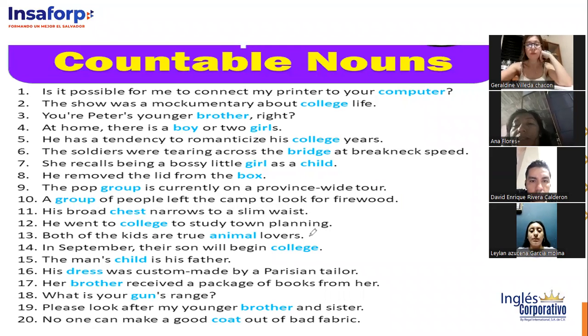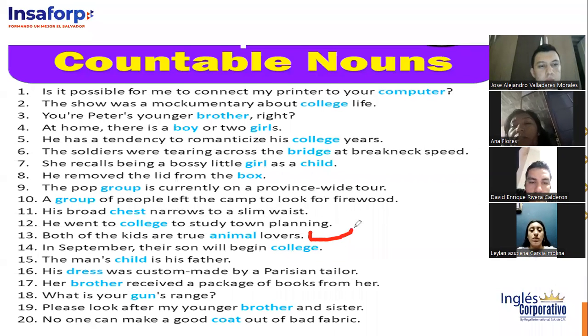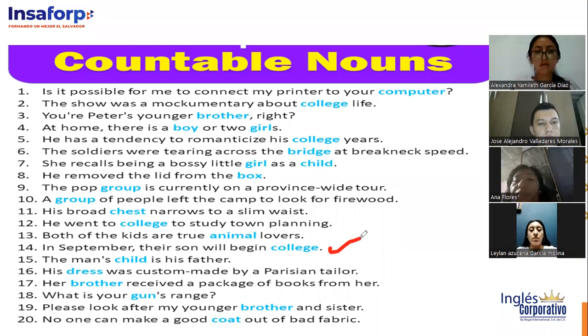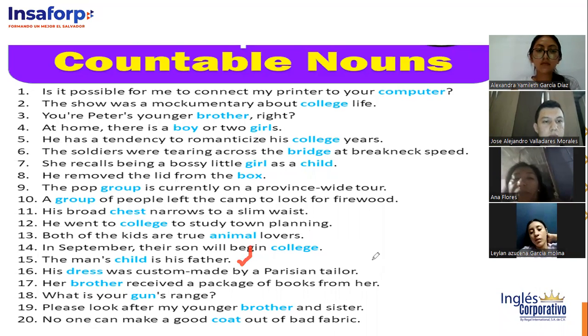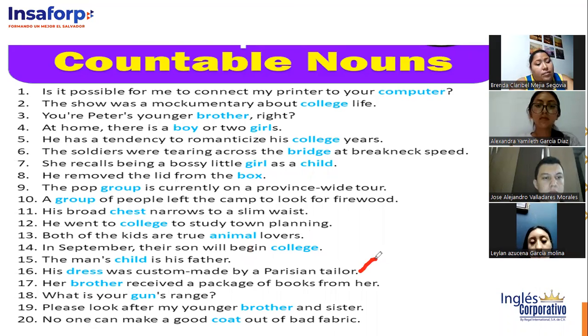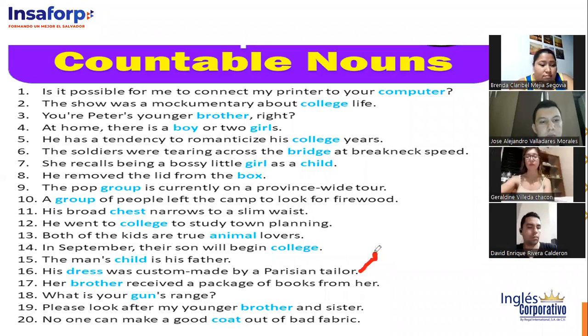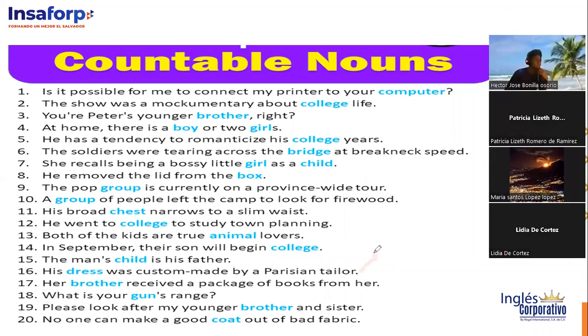Geraldine, next. Both of the kids are true animal lovers. Thank you. David. In September, their son will begin college. Thank you. Ana Flores. Number 15, right? Yes. The man child is his father. Thank you. Leila, next. His dress was custom made by a Parisian tailor. Thank you. Patricia, next.